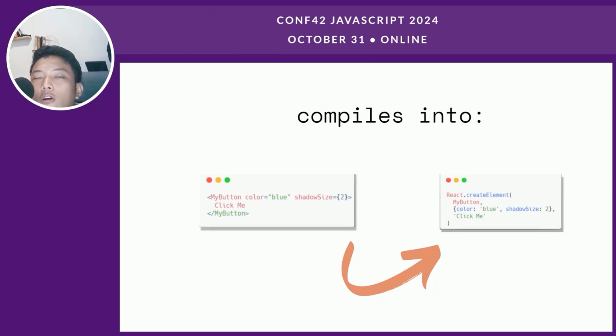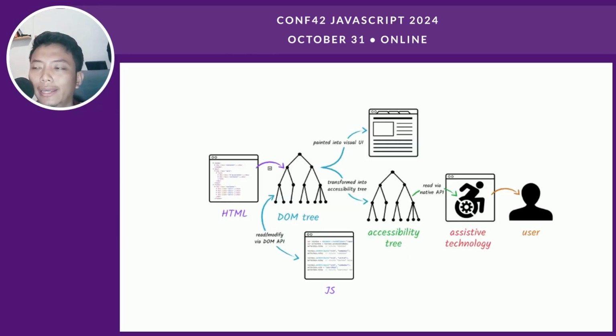So in React, if we try to build our own components, it compiles into something like this, from this one into this. Like when you make your own button in React, it will be transformed into something like that, Click me. So make sure when you create your own components, you write them with the right element.